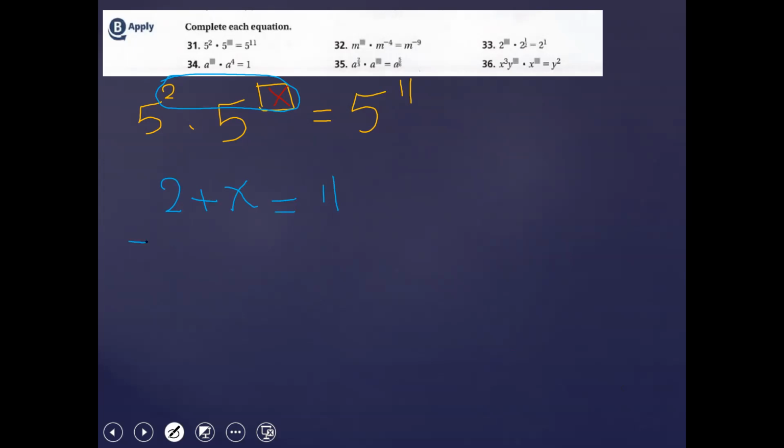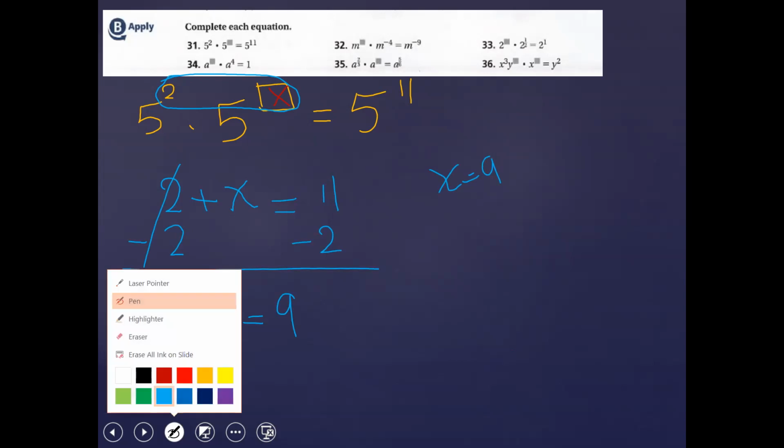Then, as we know now, the variable x is added to 2. So what is the opposite of adding? It is subtraction. And since I subtract from the left term, I also subtract from the right term. So the answer now is x equals 9. So here now, x is equal to 9. So I can rewrite it as 5 to the power 9.